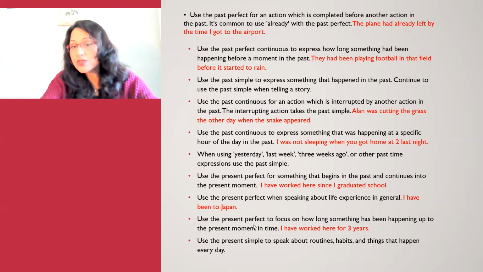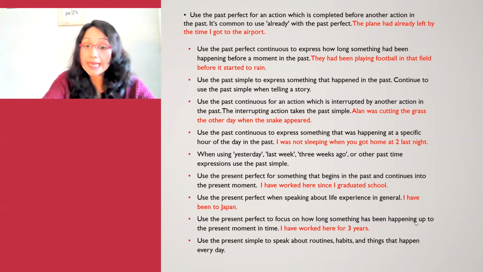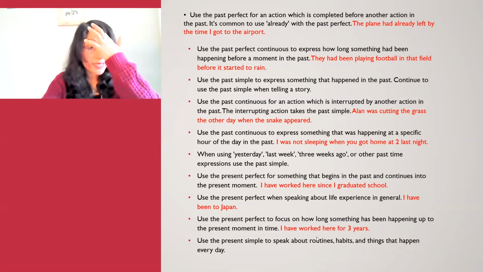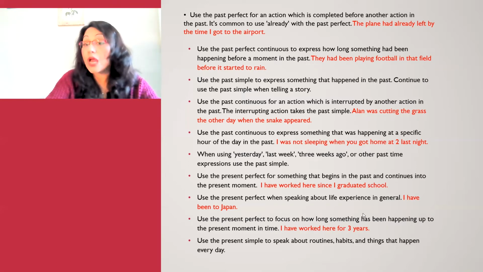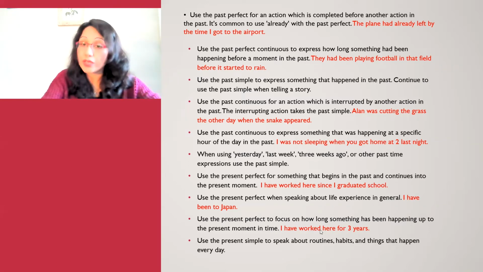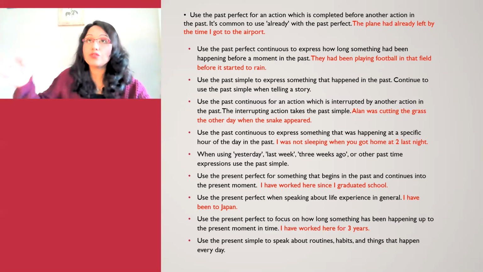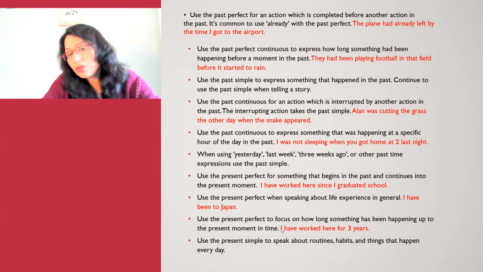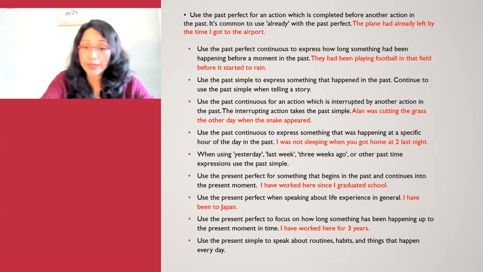Then the next one, use the present perfect to focus on how long something has been happening up to the present moment in time. All right, so you can say I have worked here for 3 years. So you're focusing on how long something. So I have worked here for 3 years. So you're also telling that you're still working and you've been working for 3 years. So for this, you can use, I have worked here, I've been working, both ways. All right. So you can also say present perfect continuous and present perfect.